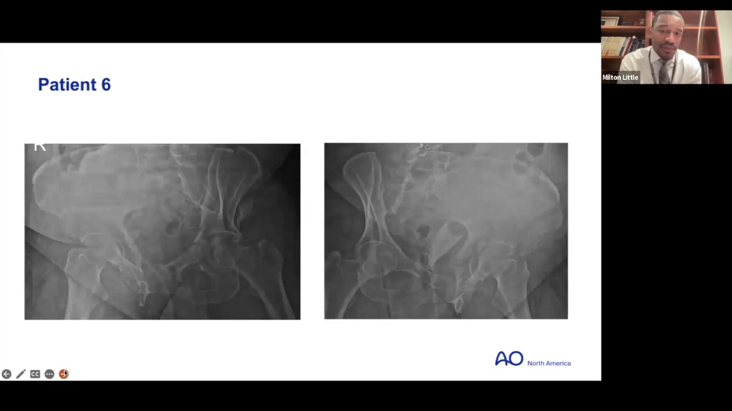And then from there, I'm going to go to my Judet views, and the things I'm going to look for on my obturator oblique, I want to see how displaced that anterior column fracture is. So you can see that it looks like there's a little segmentation there or a separate fragment. And then when I look down near the parasymphyseal region, I know there's a separate fragment there. It looks like it does include my inferior ramus.